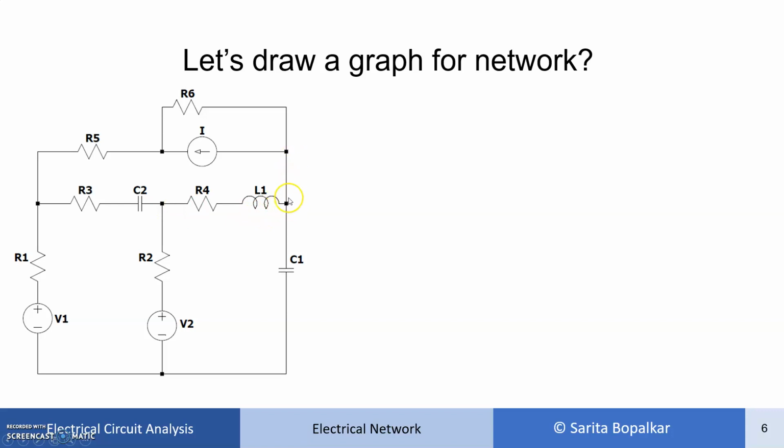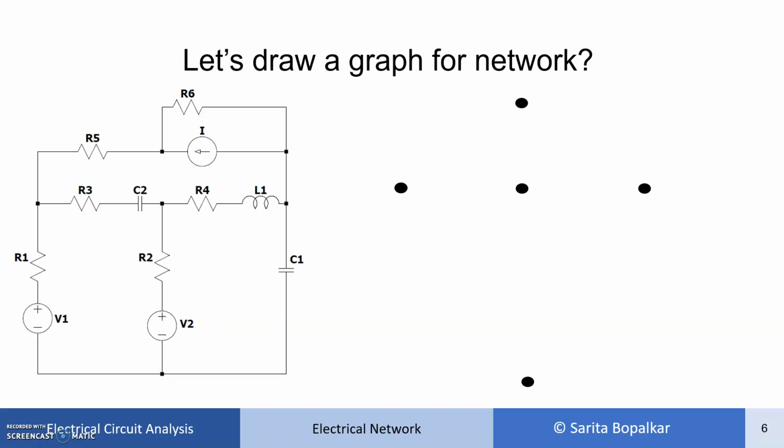And this node is same. There is no network element here. This is also one of the nodes. This is also one of the nodes. So 1, 2, 3, 4 and 5. So let's mark the nodes 1, 2, 3, 4 and 5.